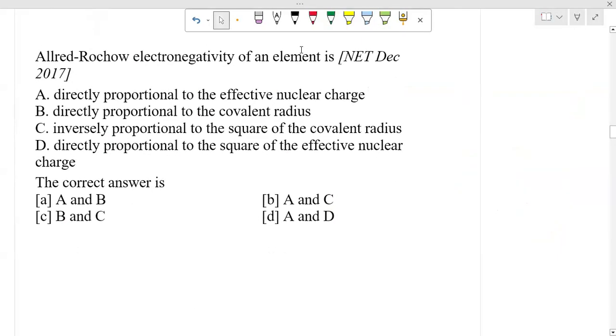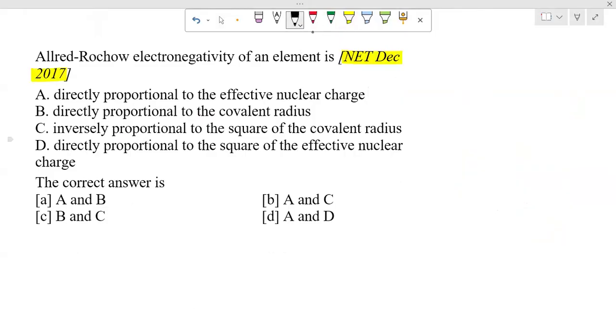Important question. Allred-Rochow electronegativity of an element. This question was asked in December 2017, and the same question was repeated in 2020 as well. So first of all, we should know the equation of Allred-Rochow electronegativity.